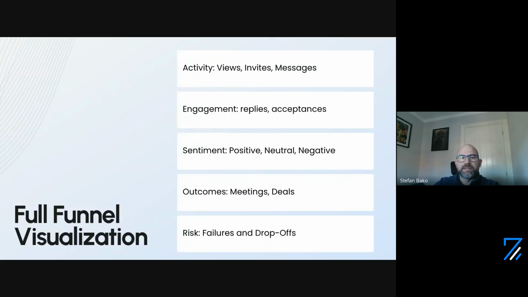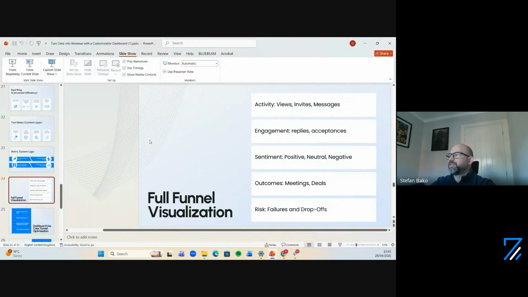What makes the full funnel visualization powerful is that you are not just taking one part of outreach. You're tracking the entire system from the first interaction all the way to revenue. So this removes blind spots. And let me just skip to the platform, and comes the more interesting part where we apply all these theories.